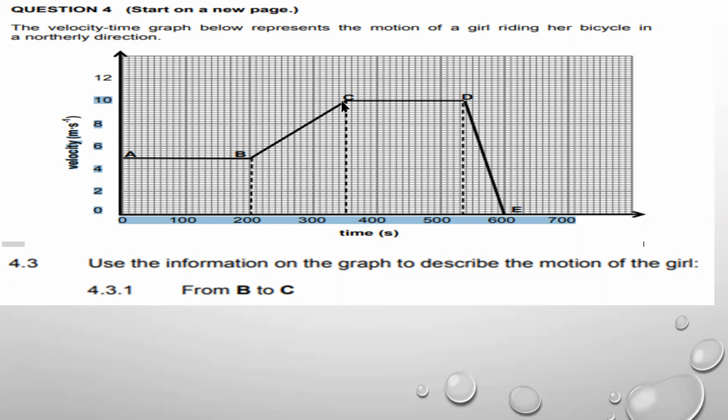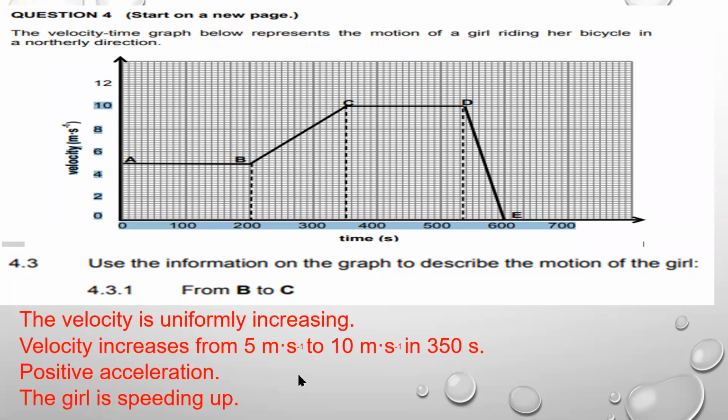From B to C, as you see, velocity is increasing. If velocity is increasing, what kind of motion do you have? Uniformly accelerated motion. You can say velocity is uniformly increasing, or velocity increasing from 5 to 10 in 150 seconds, and then positive acceleration, speeding up, any of these is correct. Okay, so to describe the motion you can write this, or uniformly accelerated motion also you can say. This is our answer for 4.3.